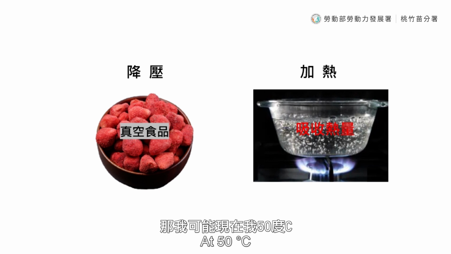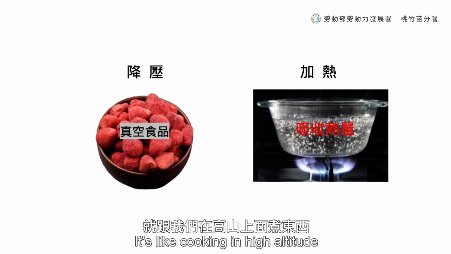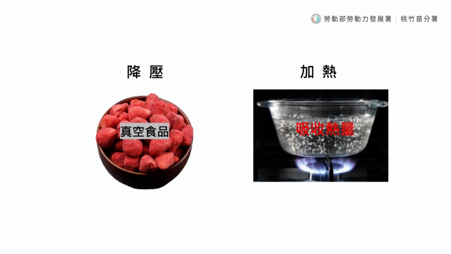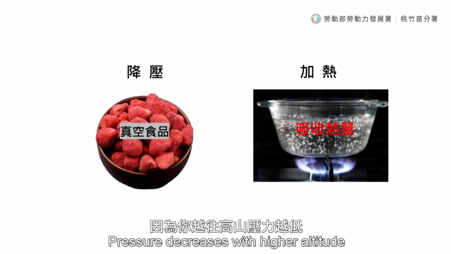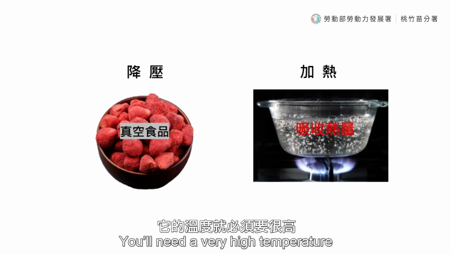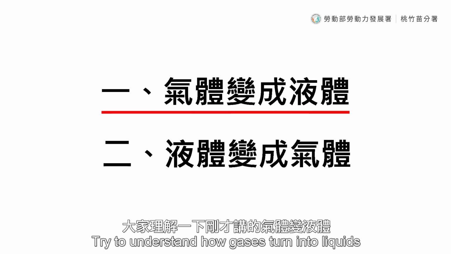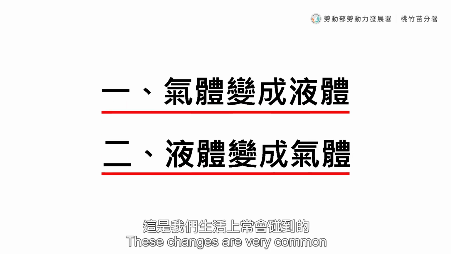At 50 degrees, liquid can turn into gas. It's like cooking in high altitude. It's not easy to boil. Pressure decreases with a higher altitude. If you want to turn liquids into gases, you will need a very high temperature. Try to understand how gases turn into liquids and liquids into gases. These changes are very common.